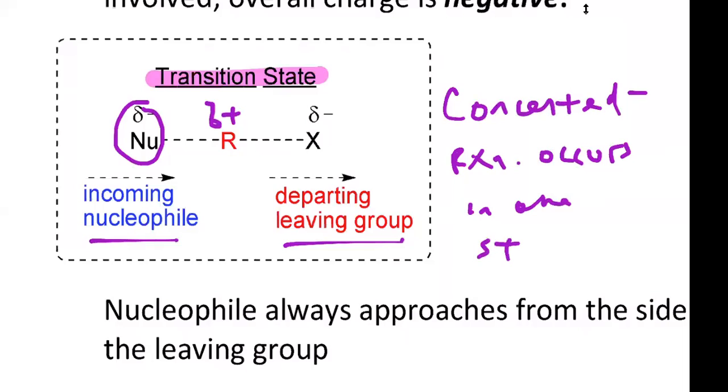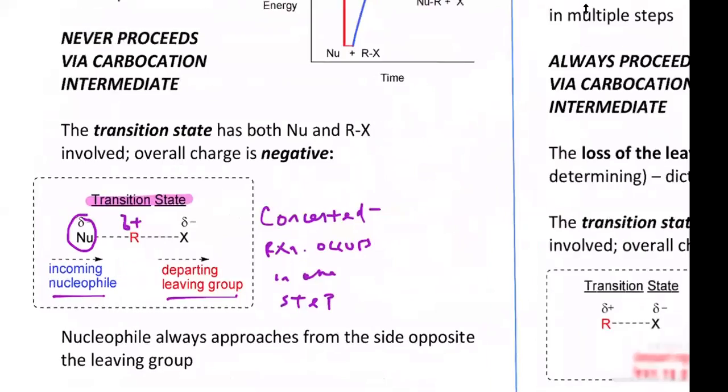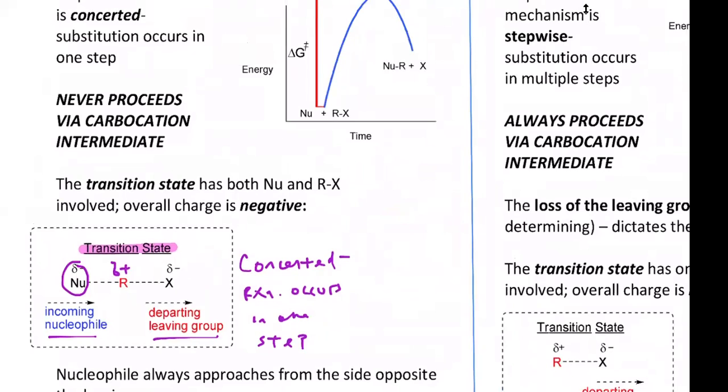I'm just saying the reaction occurs in one step. So it's a concerted reaction. That means that there's never an intermediate, no carbocation. All this is really just review, right? There's no carbocation intermediate, unlike the SN1 and the E1, which do go through a carbocation intermediate.